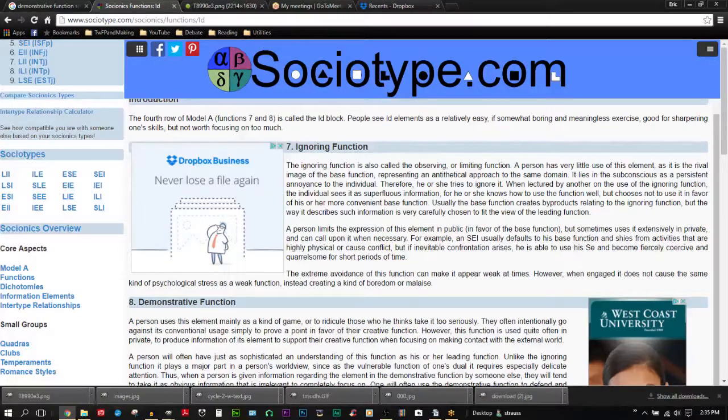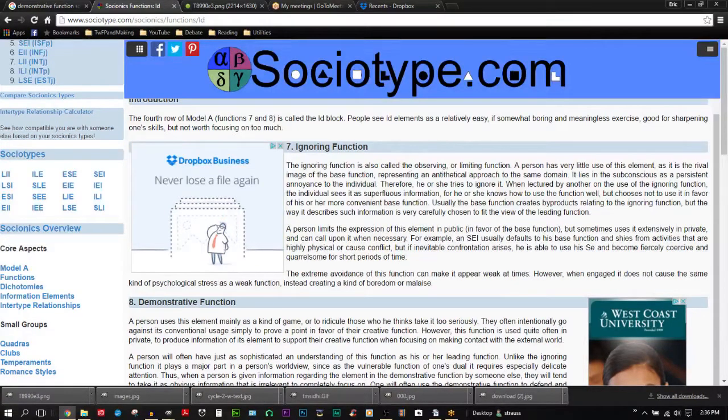For example, an SEI, that's an ISFJ in Myers-Briggs terms, usually defaults to his base function and shies from activities that are highly physical or cause conflict. But if inevitable confrontation arises, he is able to use his SE and become fiercely coercive and quarrelsome for short periods of time. Again, that's an ISFJ, leading with SI, being able to manifest SE for sure when needed.